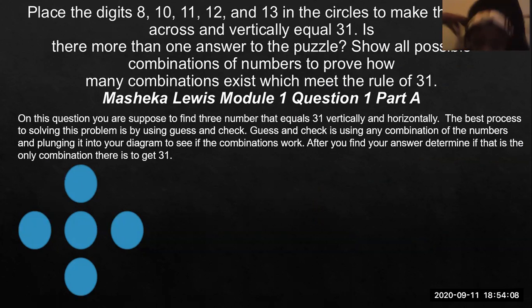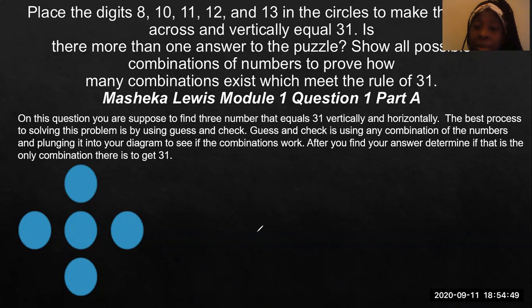So to do this, we will use guess and check. I believe guess and check is the best solution for this problem because it also helps answer the second part of the problem, which is to show all of the combinations of the numbers to prove how many combinations exist in the rule of 31. So with this, we will first use a counter example because I know the answer, but I will use a counter example to show the solution and how to work it.